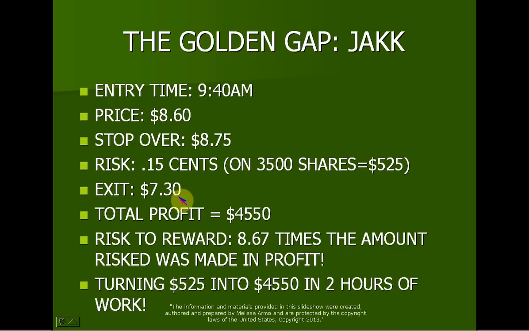It moved more than a dollar. This is a very nice gap move. Profit if you risked $525 was $4,550, so that's 8.6 times the amount you risked was made in profit. So for every dollar that you risk, you made 8.6. So you turned $525 into $4,550 in 2 hours of work.